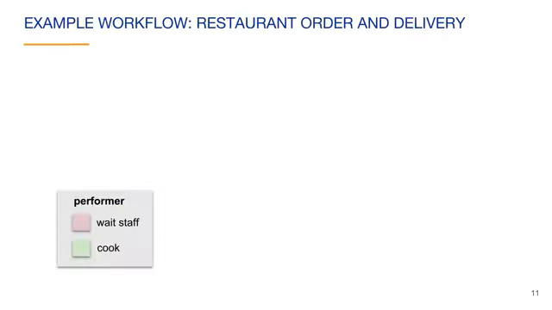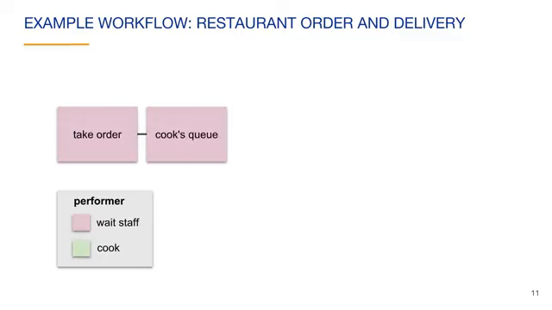Let's take a simple process and model it as a workflow. We will model the process of ordering and delivering a customer's food at a restaurant. The first step of the workflow is for the waitstaff to take the order from the customer. In the second step, the waitstaff adds the order to the cook's queue. It's placed in a queue because the cook only can start the order when they have bandwidth. In the third step, the cook takes the order from the incoming queue and begins to prepare it.